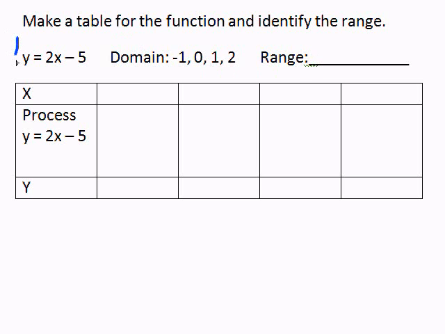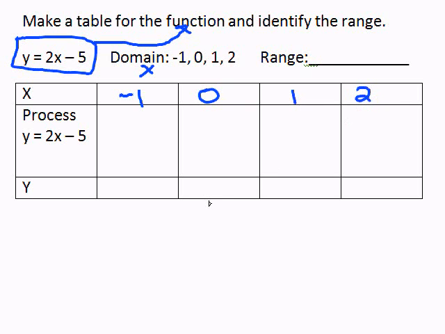So the function we're given is y equals 2x minus 5. That's for the function part. Notice y is a function of x because y is by itself. And our domain is -1, 0, 1, and 2. So we need to fill out this table so we can find the range. Well, you'll remember domain stands for the x values or the inputs. So our inputs are -1, 0, 1, and 2.